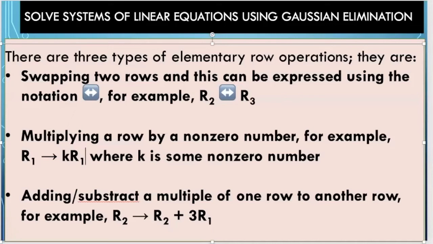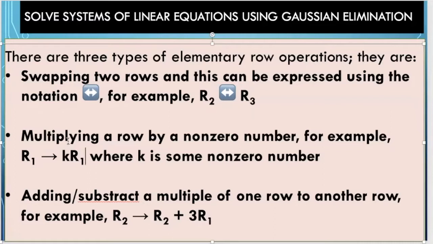So here we're going to look at solving systems of linear equations using Gaussian elimination. There are three types of elementary row operations. There are swapping two rows. This can be expressed using the notation with a double arrowhead. For example, we can swap row 2 with row 3.